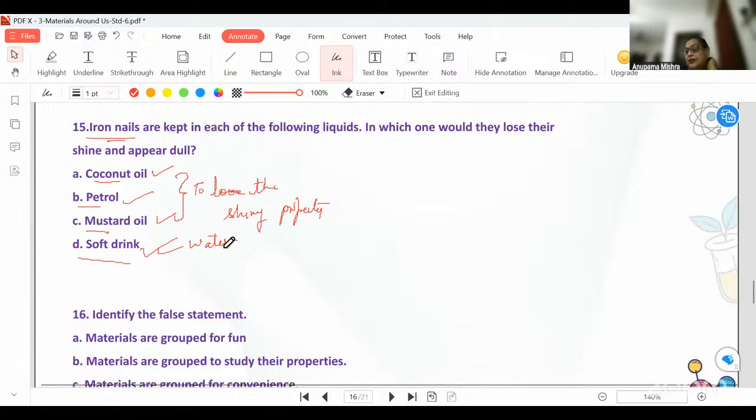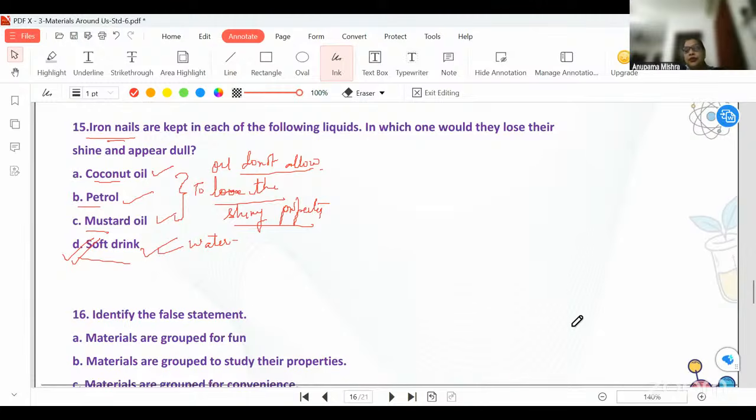Maximum children cannot answer this one. I told you that oils do not allow the iron nail to lose its shiny property. They retain this shiny property. That is why the answer is soft drink, in which, when you add the iron nail, after a few hours it will change the shiny appearance of the iron nail, because soft drink is purely made of water.